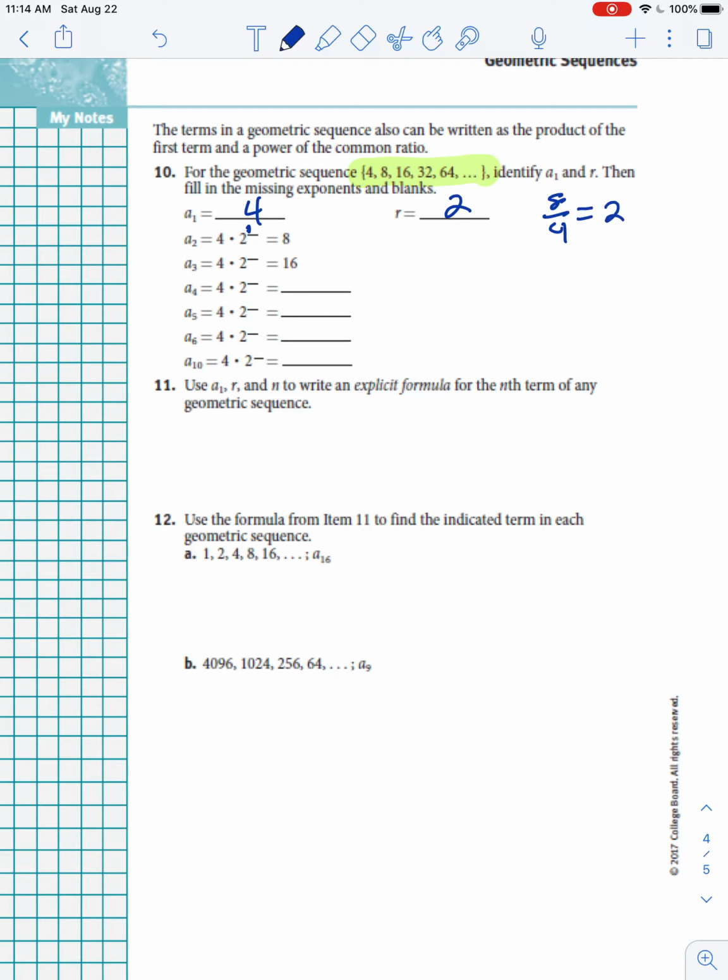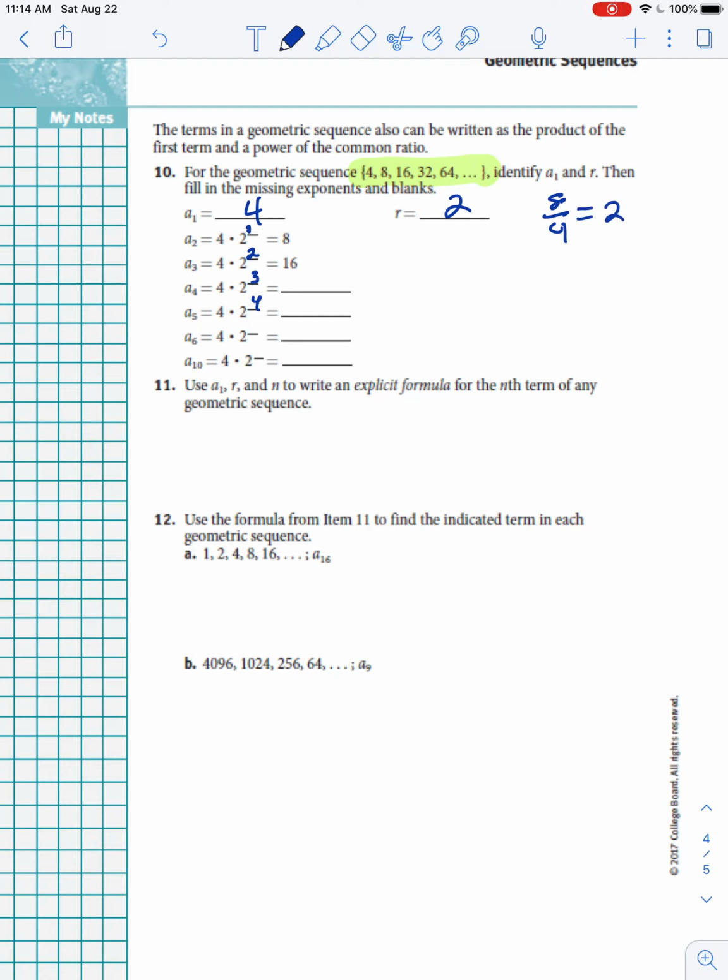The next term would have to have a different exponent because I need it to be 4 times 4 now, to get that 16. So 4 times 2 squared. Okay, so that exponent actually is going to increase. If I want the fourth term, I'm going to need 4 times 2 cubed. And the fifth term, 4 times 2 to the fourth, and so on.